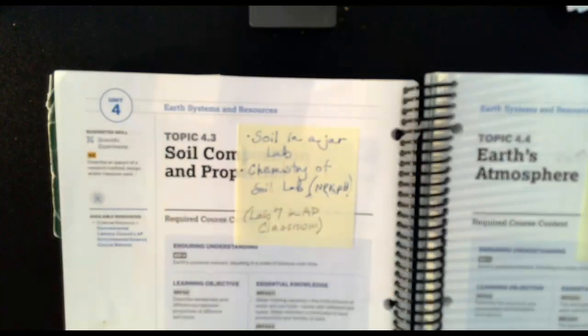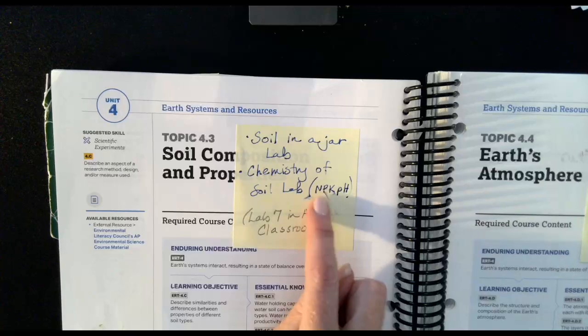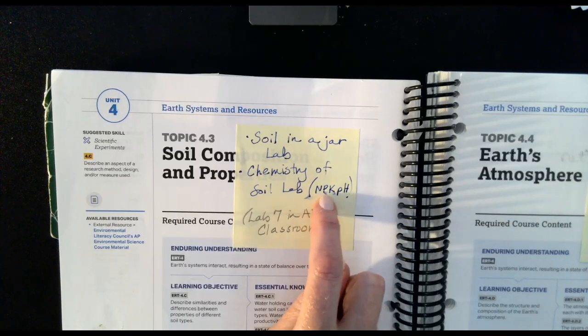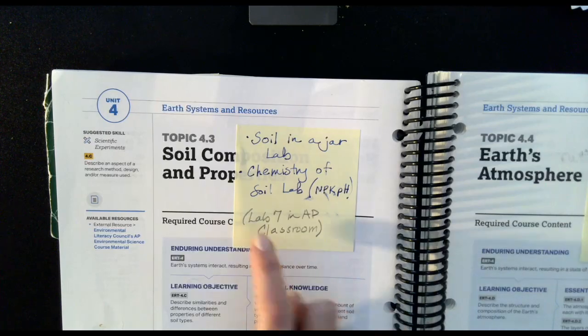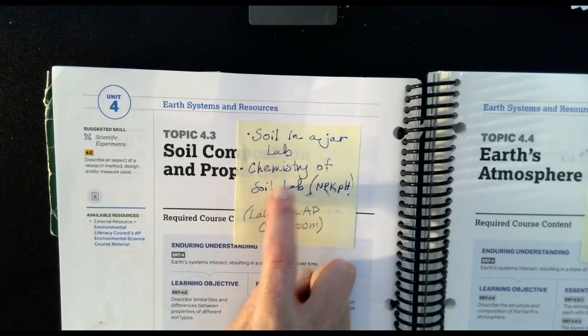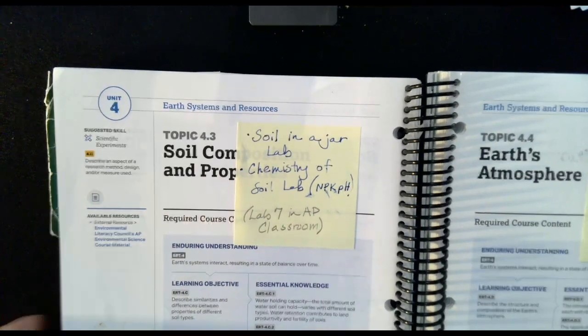For 4.3, you have soil composition and properties. I recommend the soil in a jar lab. I also recommend the chemistry of soil lab. Sorry that my power is kind of smeared a little bit. So it's nitrogen, phosphorus, potassium, and pH. It is also in Lab 7 in AP Classroom. Basically, these two are 2/3 of the lab. I don't do the rest of Lab 7, just for time, not because it's bad.